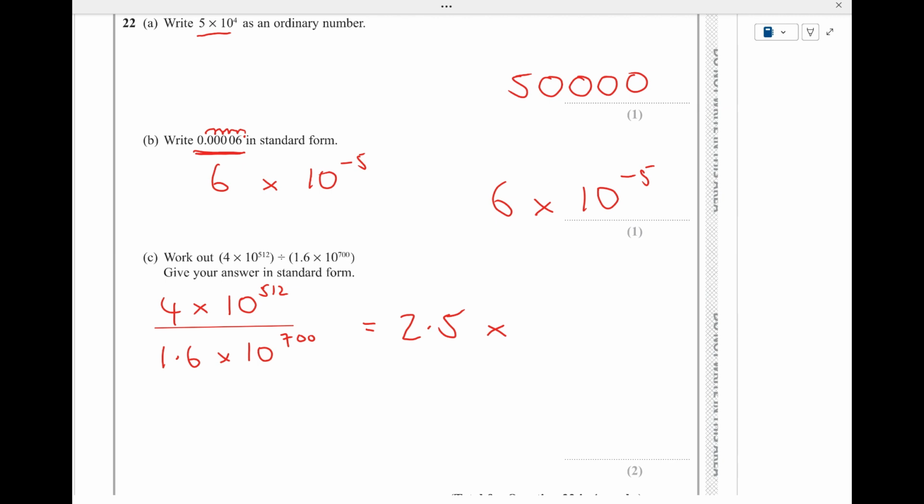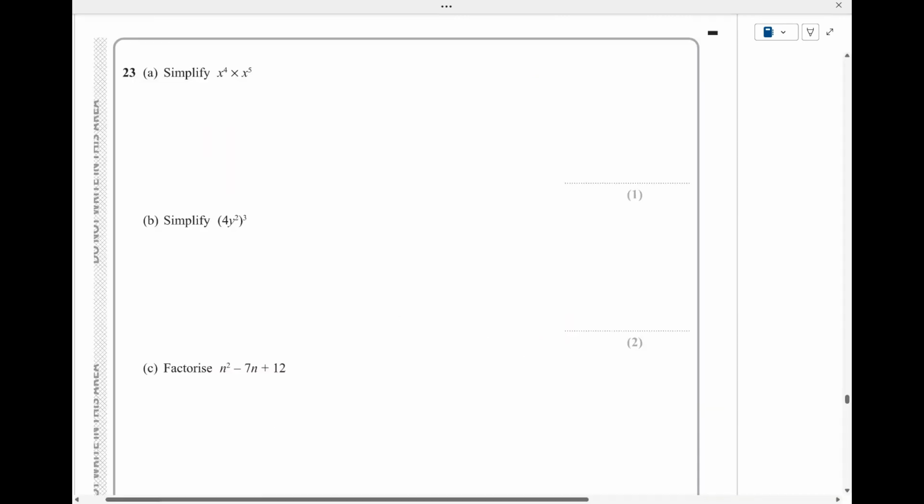And then 10 to the 512 divided by 10 to the 700. Do you remember what you do to the powers, the indices? When you divide, you minus them, don't you? So it's 512 minus 700. So it'll be 10 to the power of minus 188. And that is in standard form, look, because I've got the 2.5. So there's my answer. 2.5 times 10 to the minus 188. Question 23. Simplify powers.